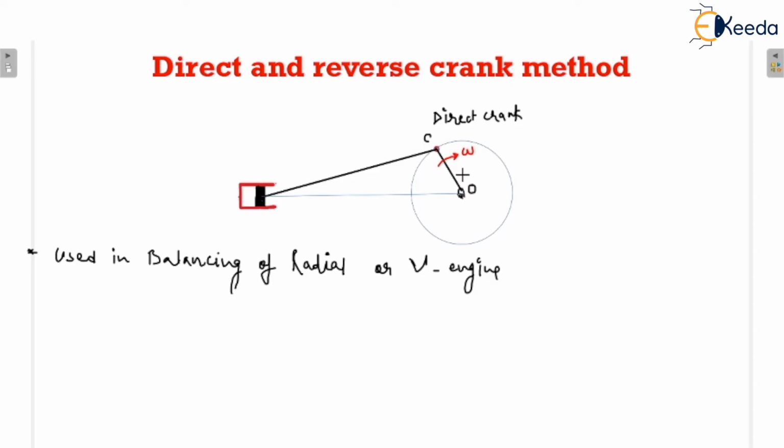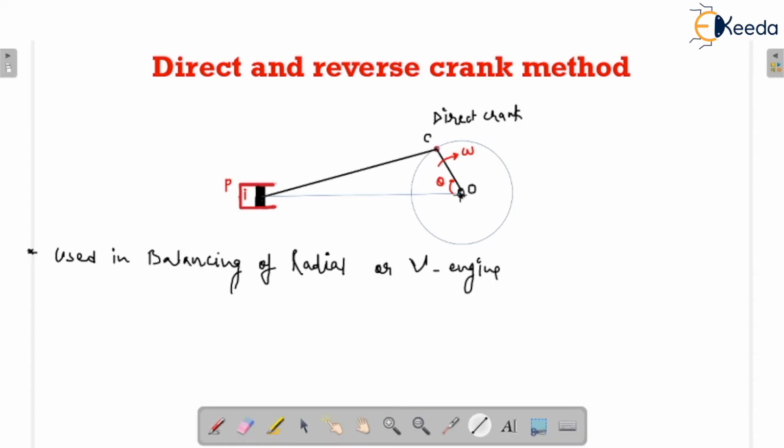Let at any instant the crank make an angle theta with the line of stroke OP. This is our P. So at this instant, the direct crank is making an angle theta with the line of stroke. Now I'm going to consider the reverse crank OC dash. This is O and this is C dash.